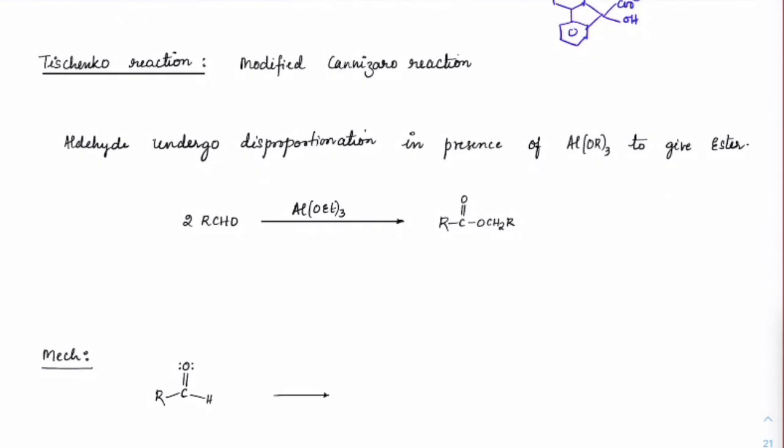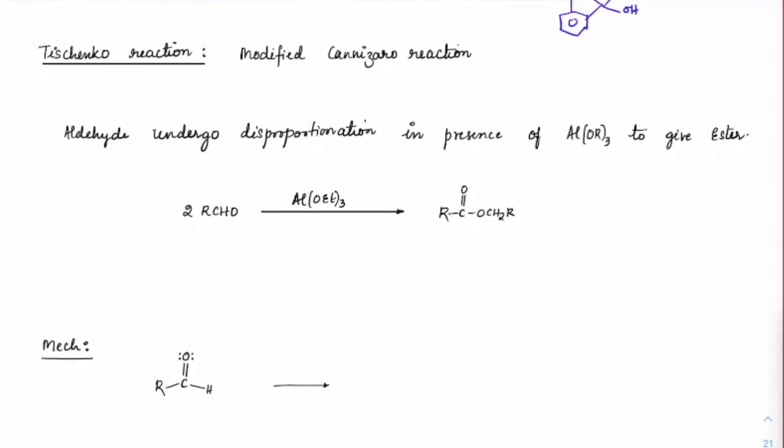Next type of reaction, which is again a modified form of Cannizzaro reaction, is Tishchenko reaction. Now what does Tishchenko do? Here aldehyde disproportionates in the presence of a Lewis acid like trialkoxy aluminium to give ester. So the final product is ester. For example, if I take 2 moles of this aldehyde in the presence of trialkoxy aluminium, it will give an ester form.